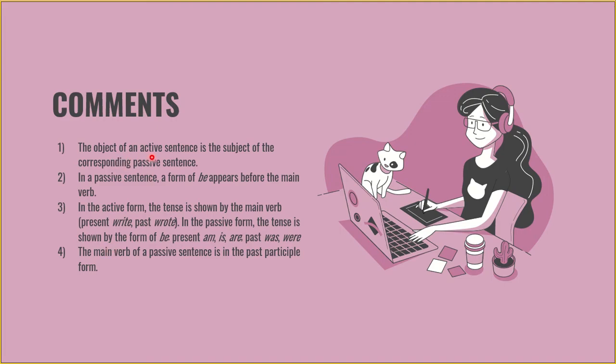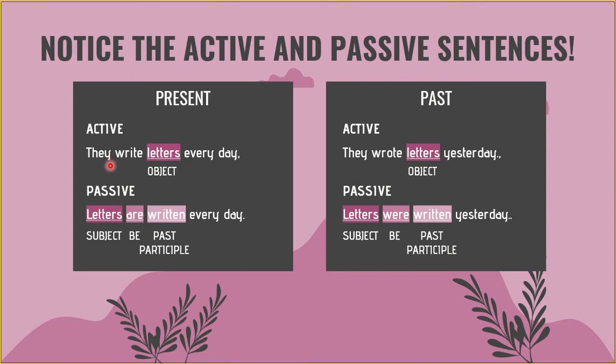1. The object of an active sentence is the subject of the corresponding passive sentence. As you can see, in the active sentence, letters is the object, while in the passive sentence, letters becomes the subject.